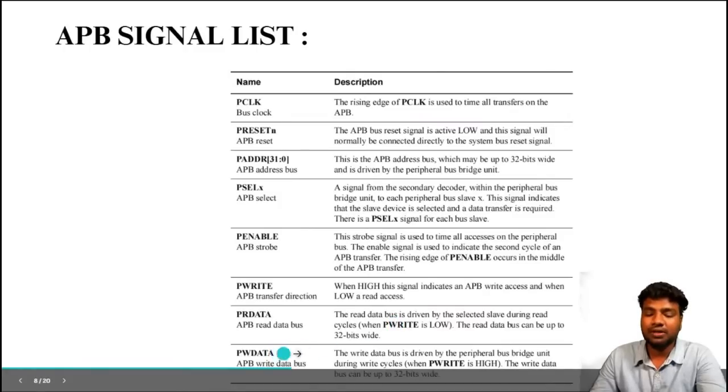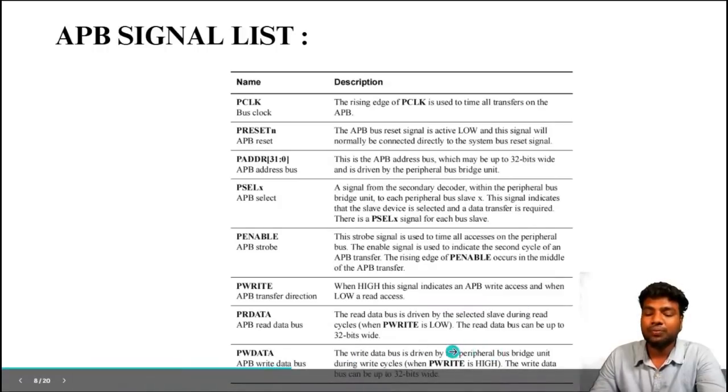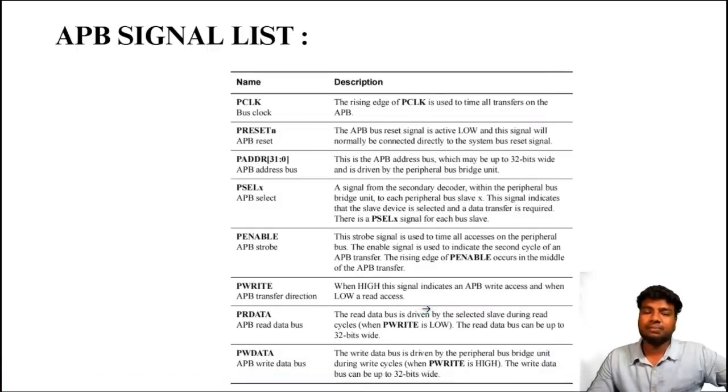And then PWDATA, the write data. It is the write data bus driven by the peripheral bus bridge unit during the write cycle. When PWRITE is high, the write data can be up to 32 bits wide. So the write data is also 32 bits wide. These are the signals in the APB.